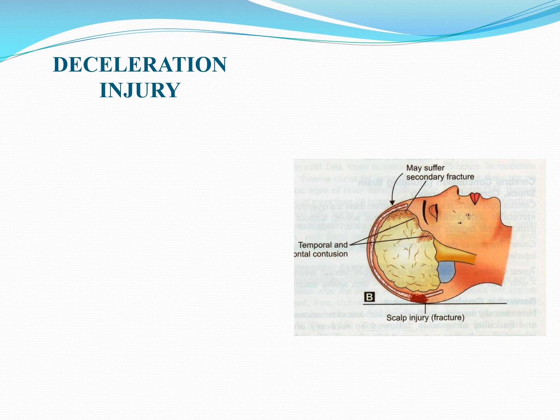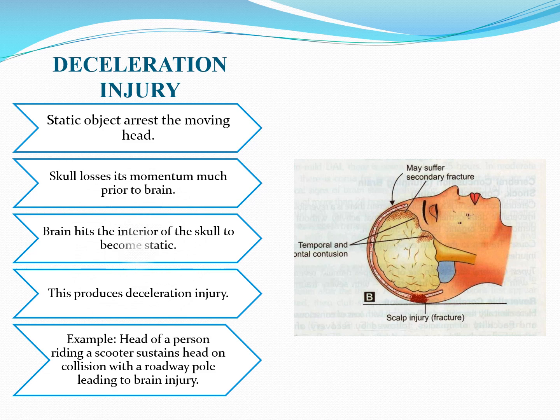In acceleration injury, the head picks up momentum after a strike from an object, while in deceleration injury, the moving head is decelerated or becomes static after striking a static object. So when a non-moving object suddenly arrests the head in motion, the skull loses its momentum much prior to the brain, which hits the inner aspect of the skull before becoming static. This is called deceleration injury. For example, a person riding a scooter sustains a head-on collision with an electric pole, leading to brain injury.